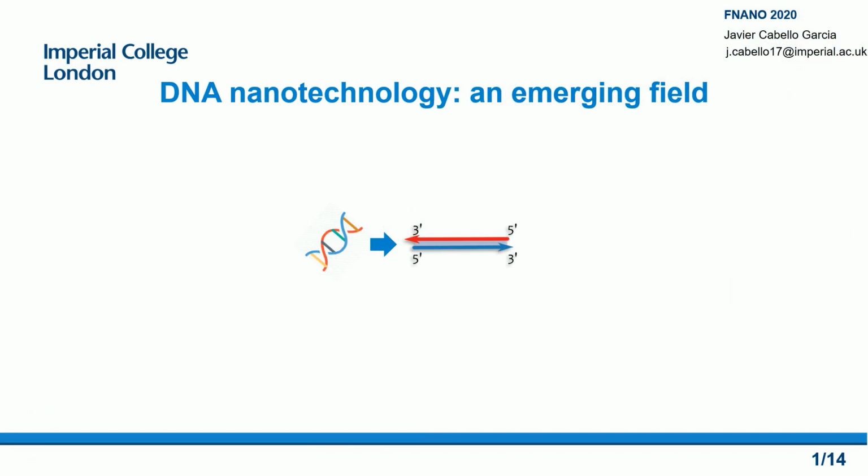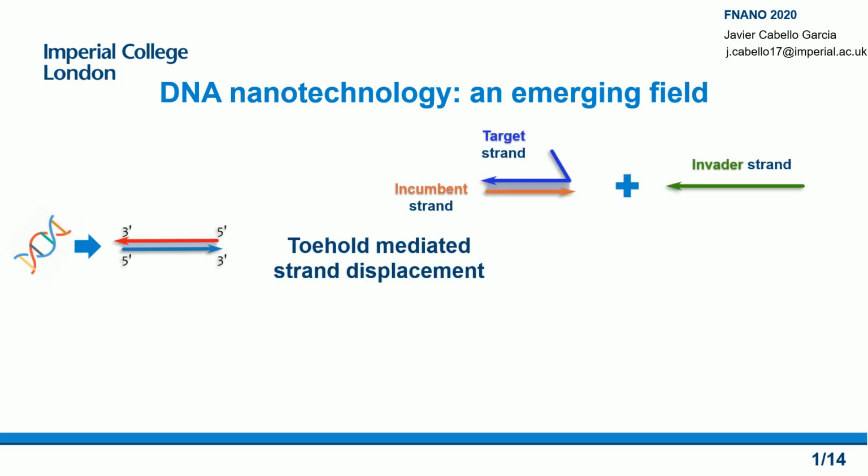DNA, the molecule of life, encoding the wisdom of millions of years of evolution. But we don't really care about it. DNA nanotechnology forgets about all this gene business and focuses mainly on the envelope. So we see every double helix as two wires that can bind by some kind of Velcro that we call Watson-Crick complementarity. During the last years, DNA nanotechnology has flourished mainly thanks to one reaction, toehold-mediated strand displacement.